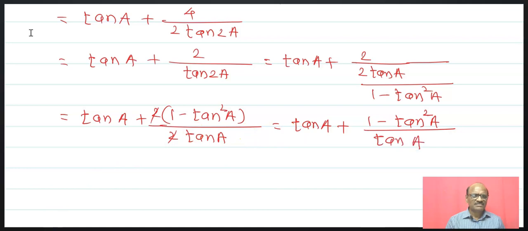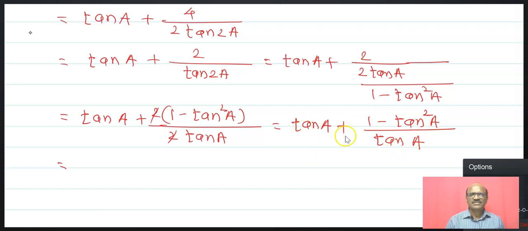Now see this step. This 2 gets cancelled. Tan a plus 1 minus tan square a upon tan a. Tan a into tan a, that will become tan square a plus 1 minus tan square a. Now this plus tan square a minus tan square a get cancelled. You will get 1 upon tan a. Now see this here.